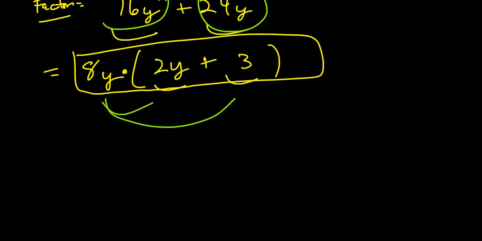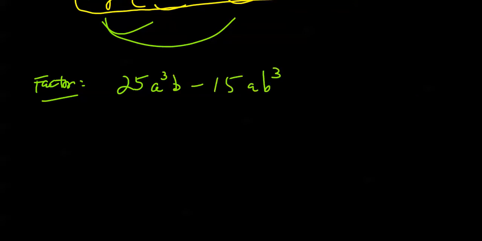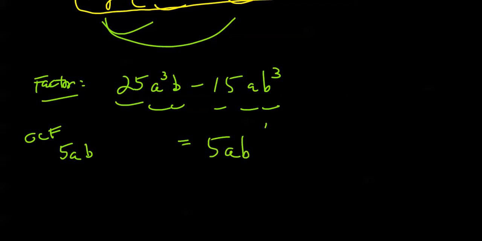All right, let's jump to the next one. Factor the following expression. This one looks a little nastier. 25a cubed b minus 15ab cubed. Well, let's see, can we spot the greatest common factor? Certainly, both of these coefficients are multiples of 5. That makes me think 5 is going to be part of a GCF. Both terms contain at least one factor of a, and both terms contain at least one factor of b. So that means I'm going to be able to factor out the GCF of 5ab.